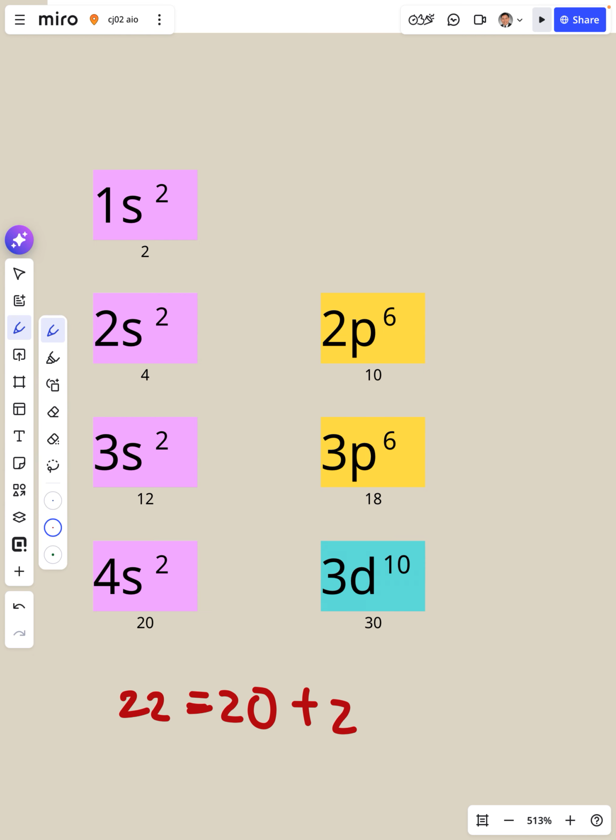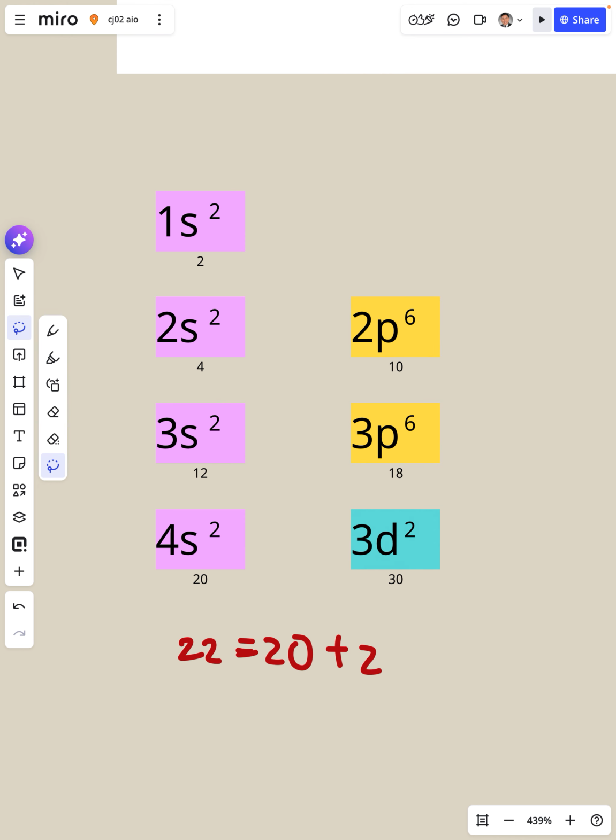So what we do, instead of using 3d10, we have only 3d2. Which means our answer, the last part of our electronic configuration, is 4s2 3d2.